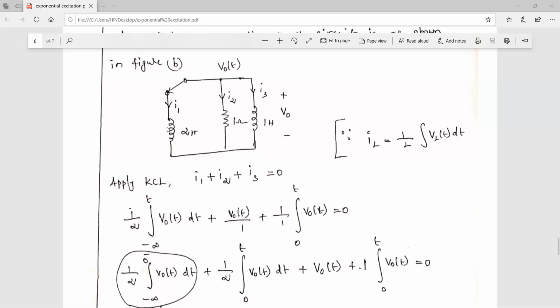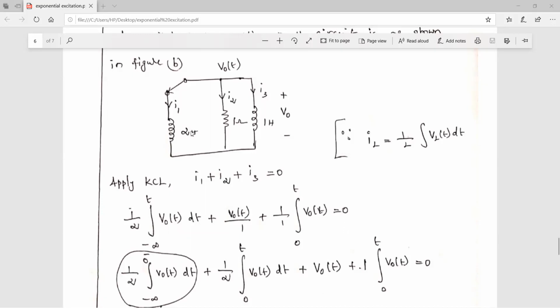Because this inductor is connected before time t equal to 0 itself, this inductor is connected to that battery. So that's why the integration is from minus infinity to the time t, v0 of t into dt. Okay, then what is the current I2? I2 is a current flowing through the resistor. So you know the formula for current flowing through the resistor. What is the current flowing through the resistor? The voltage divided by 1.